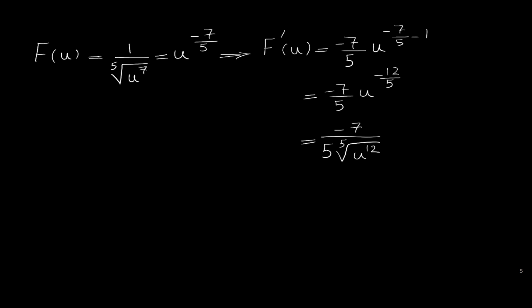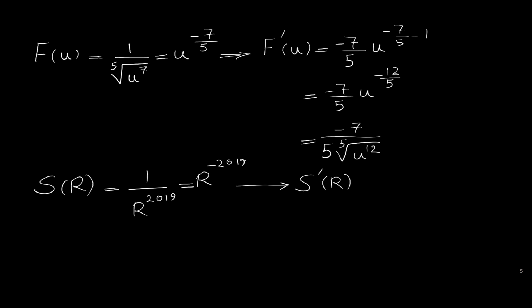And as our last example, look at this function. S of r equals 1 over r raised to the power of 2019. To find the derivative of this function, first we bring r to the 2019 to the numerator and we write this function in the form of r to the negative 2019. Now by applying power rule, s prime of r equals negative 2019 r to the negative 2019 minus 1, which is negative 2020.